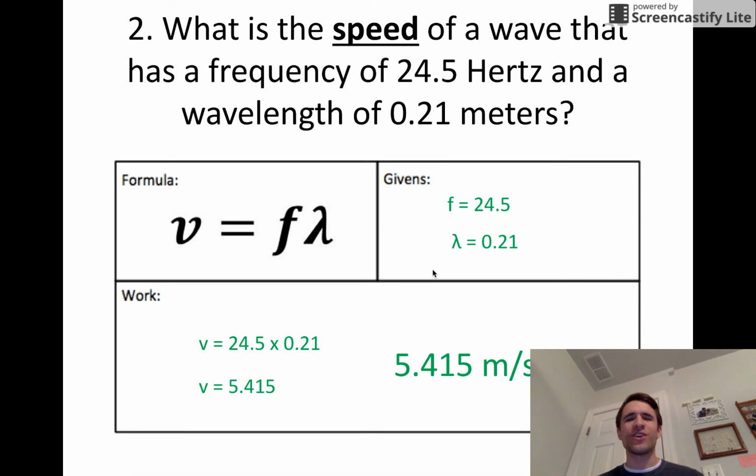Whenever you do these, guys, in general, I don't really care how you round it. If you wanted to round it to 5.42, that's totally fine too. Either way, it's correct. Two more problems. The next two are a little bit trickier, okay?